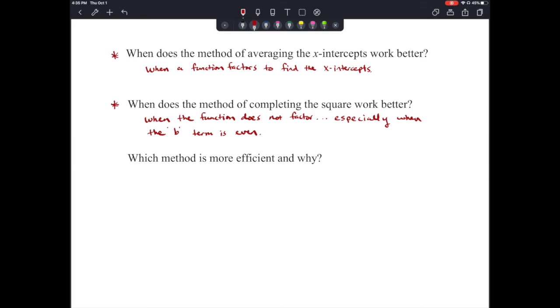Right, that makes it easier to split. You don't have all those decimals and fractions, but it still works with decimals and fractions. We can't be afraid of those. And then, which method is more efficient and why? This is just your preference, your opinion. In my opinion, I think that completing the square is much more efficient, but it varies from problem to problem. So you can jot down whatever answer you feel is correct. There isn't really a wrong answer for that one.